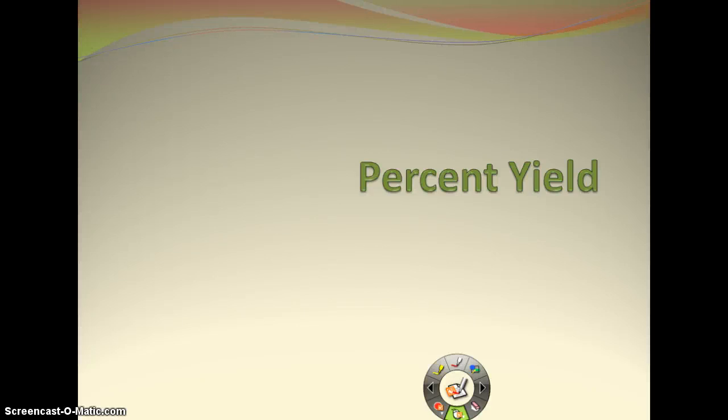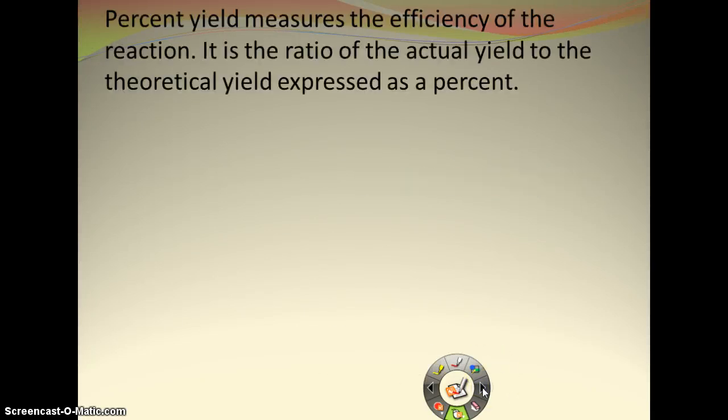Okay, so now we're going to use stoichiometry and apply it to finding percent yield. Percent yield is going to measure the efficiency of our reaction. Remember, the whole point of a reaction is to get as much product as you can. So this percent yield is going to tell us if that was actually achieved. It's going to be the ratio of our actual yield to our theoretical yield expressed as a percent.